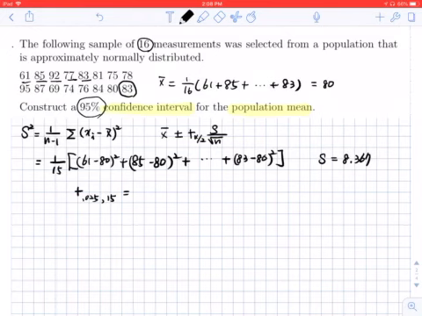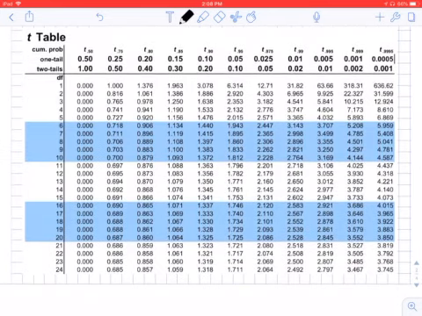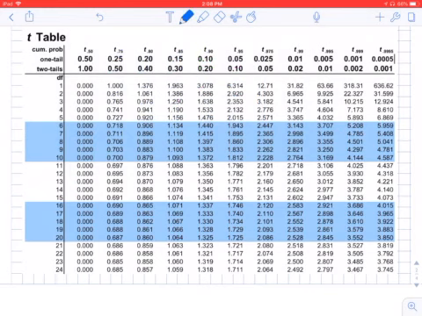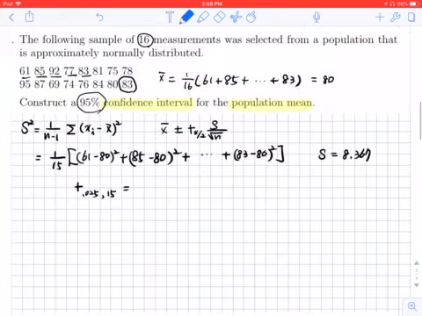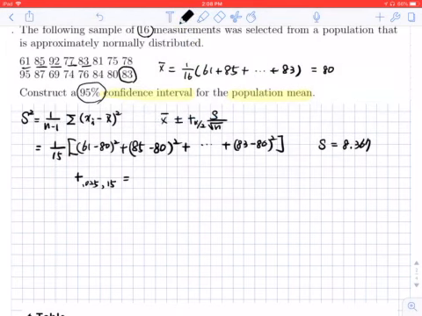So you can get this value from this table: degrees of freedom 15, right here. And we need t.025, right here. Going down this column, you can get 2.131. So what I have is 2.131. And all the values are ready right now.